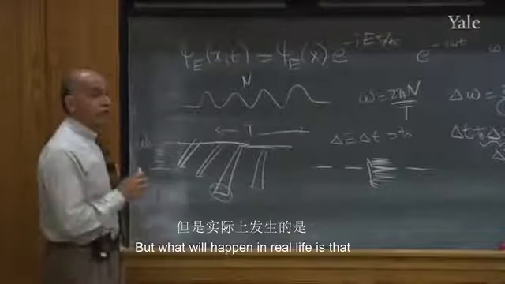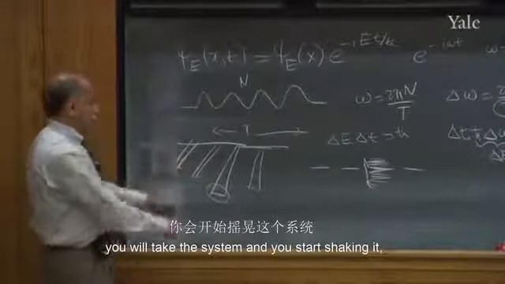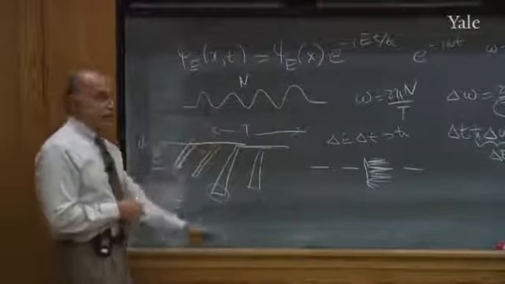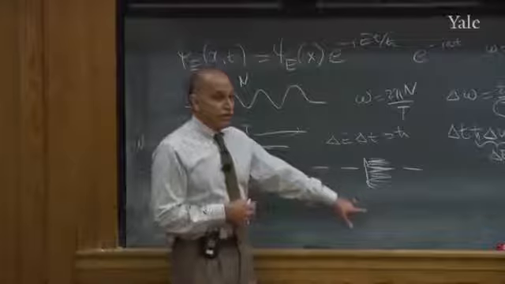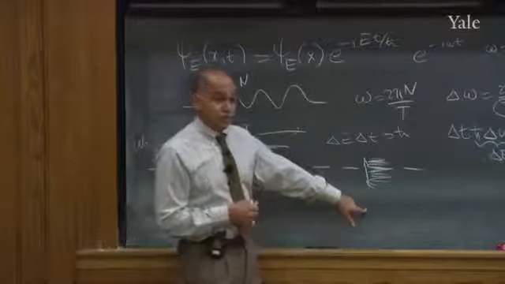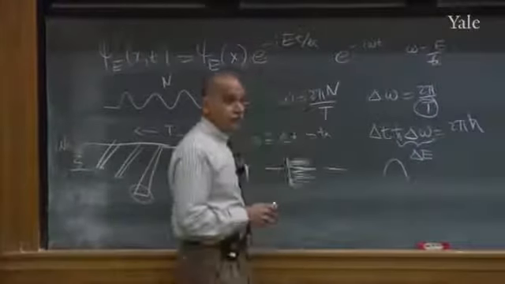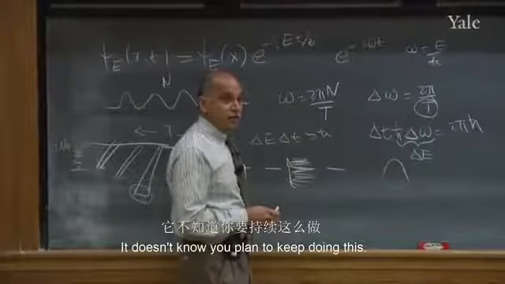But what will happen in real life is that you take the system and you start shaking it. Your intention is to shake it at a very definite frequency that matches this guy. But the system does not know your plans. After a quarter of a cycle, it knows you've exerted that force. It doesn't know you plan to keep doing this.